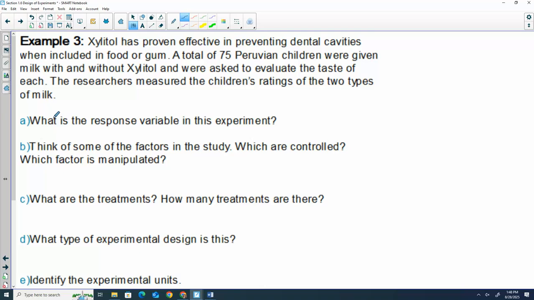Xylitol has proven effective in preventing dental cavities when included in food or gum. A total of 75 Peruvian children were given milk with and without xylitol and were asked to evaluate the taste of each. The researchers measured the children's ratings of the two types of milk. What is the response that we're looking at?